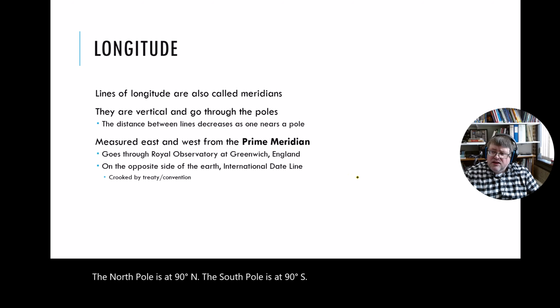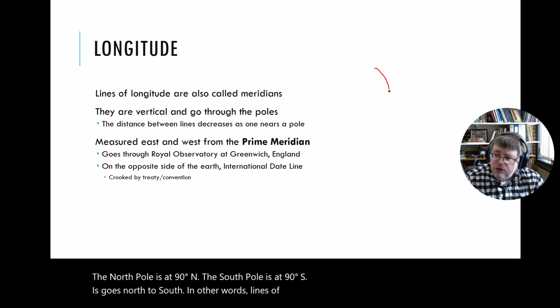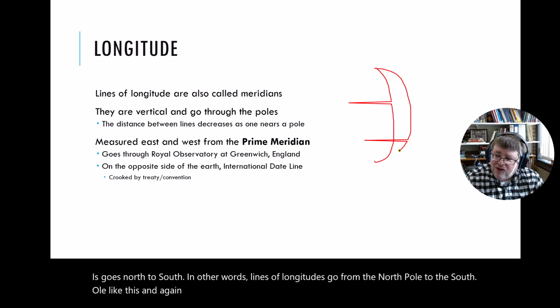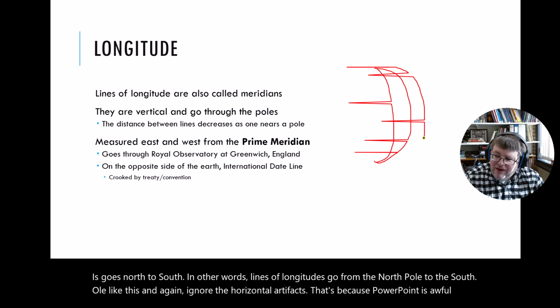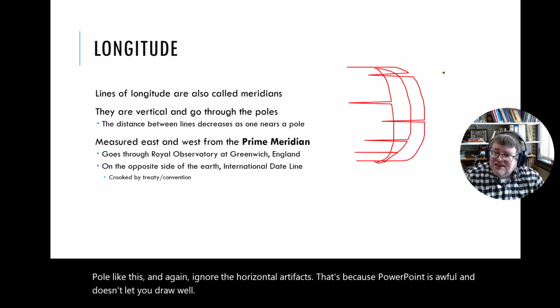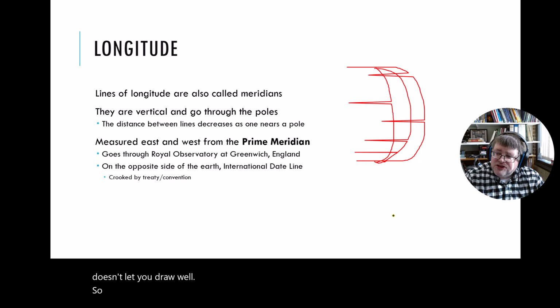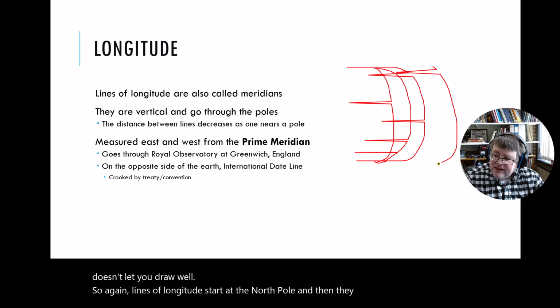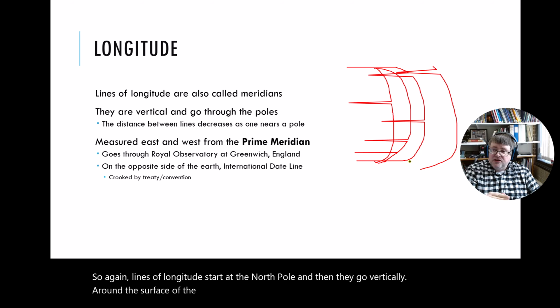Longitude goes north to south. In other words, lines of longitude go from the North Pole to the South Pole like this. And again, ignore the horizontal artifacts. That's because PowerPoint is awful and doesn't let you draw well. So again, lines of longitude start at the North Pole and then they go vertically around the surface of the Earth to the South Pole.